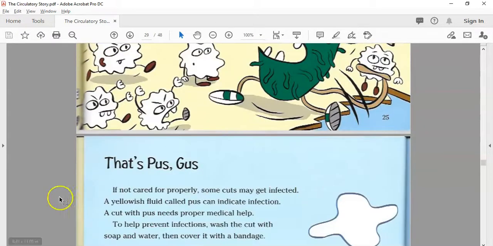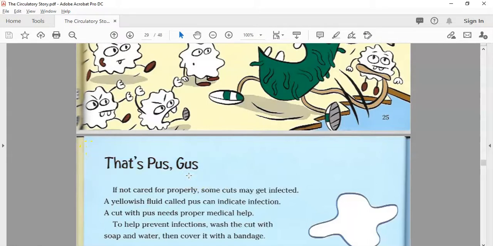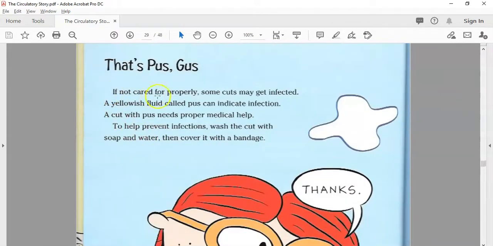Pus, Gus. So I know this section is going to be talking about pus. Yes, boys and girls, once you fall and cut yourself, more than likely, if you don't clean it correctly, you're going to get pus. If not cared for properly, some cuts may get infected. A yellowish fluid called pus can indicate infection. A cut with pus needs proper medical help. To help prevent infections, wash the cut with soap and water, then cover it with a bandage.